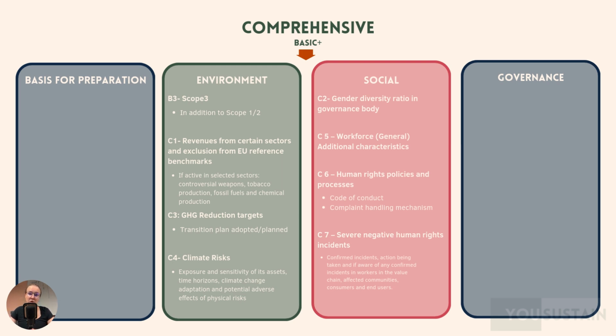We, of course, have to report on all the basic things that we did in the basic module. But here we get into stuff like gender diversity ratio in the governance body, workforce, so additional characteristics, a bit more on the workforce. If you have human rights policies and procedures like a code of conduct or complaint handling mechanisms, which, if you are then in the medium-sized category, you should really start looking at that, and then also look at severe negative human rights incidents. So essentially, do an assessment of, have there been any severe human rights incidents in either our own company or in the value chain.